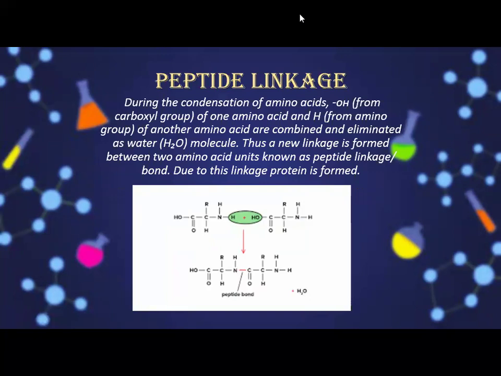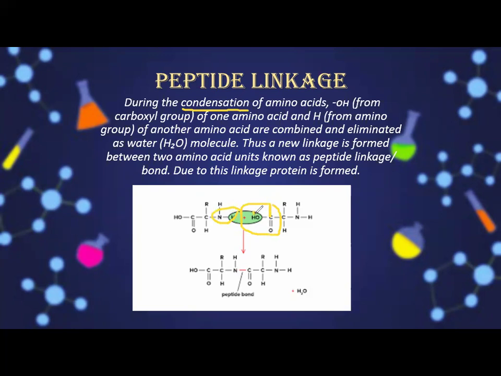Peptide linkage. What is peptide linkage? Do you know what condensation is? Condensation is a process in which a water molecule is released. Condense means to produce water. So condensation is the process in which a water molecule is released from the compounds. During the condensation of amino acids, the OH from the carboxyl group and the H from the amino group are lost. You can see here, this is the carboxyl group and this is the NH2 amino group.